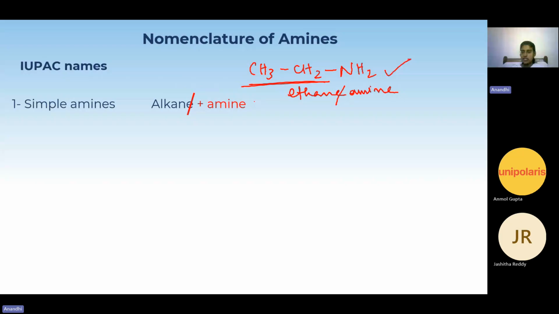What is the common name of this compound? Do you remember from the last slide? The very first compound we have discussed.